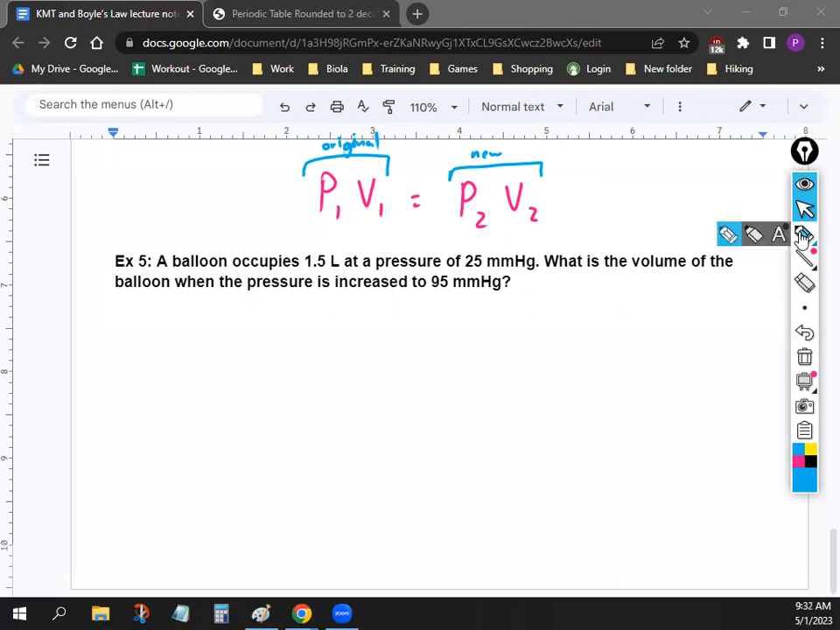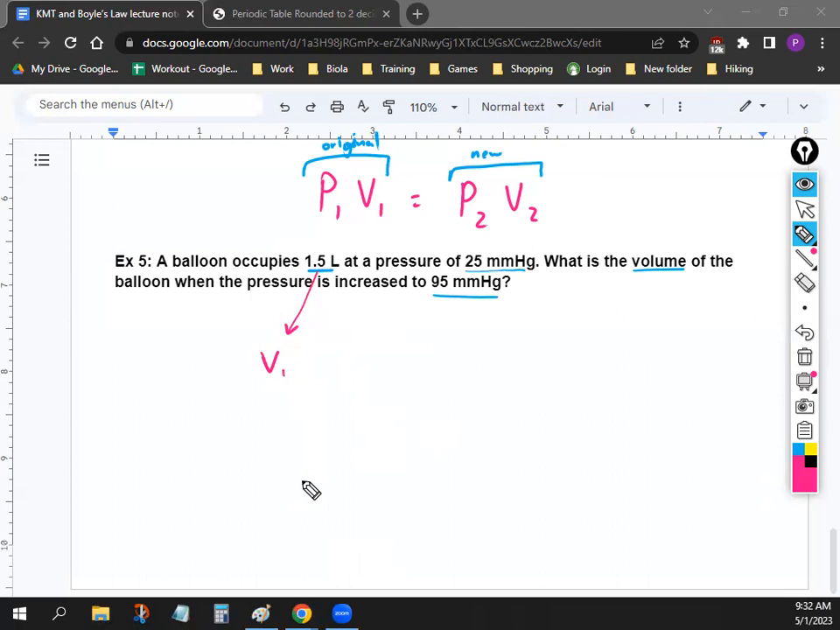So it says a balloon occupies 1.5 liters at a pressure of 25 mmHg. What is the volume of the balloon when the pressure is increased? Okay, so what we're going to do is go through all of these numbers and figure out which one of these they are, okay? So let's take a look at 1.5. First of all, is it P or V? V, yeah, volume. 1.5 liters is going to be volume. Now is this talking about the original volume or the new volume? Yeah, original, so it's going to be V1.